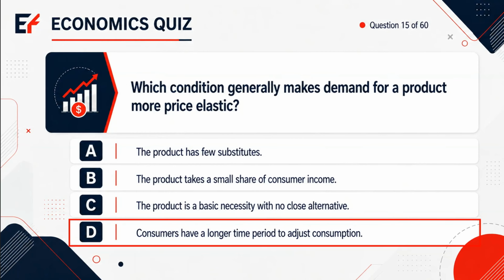Option A makes demand less elastic because few substitutes limit consumer choice. Option B also tends to make demand less elastic because small purchases usually do not force major behavior changes. Option C describes a necessity with no close alternative, which also makes demand less responsive to price changes. The key idea is that more adjustment time usually means more elastic demand.